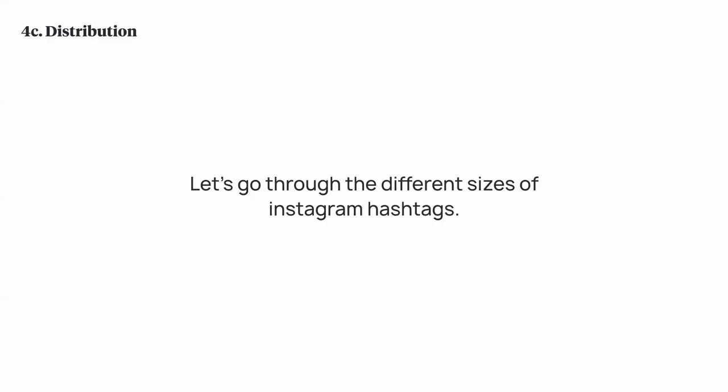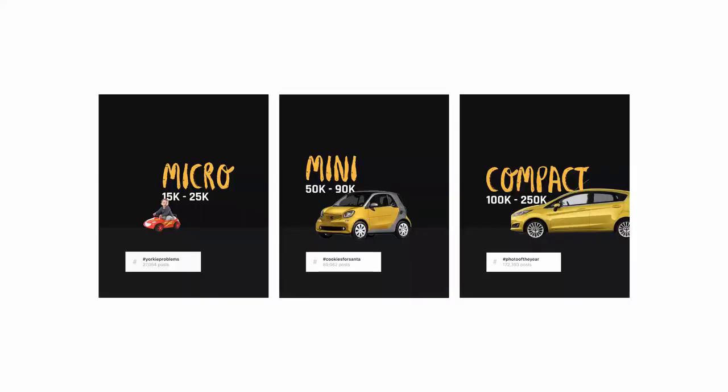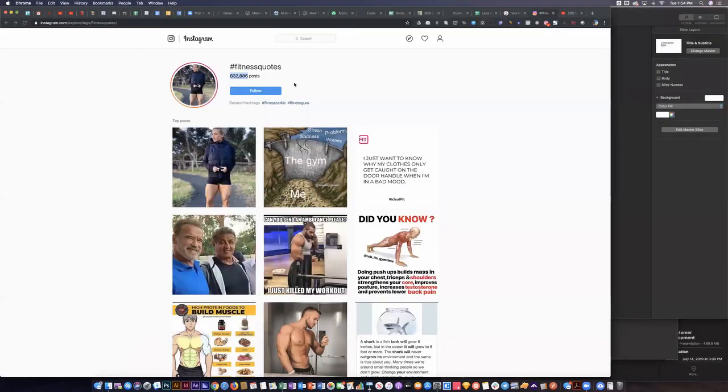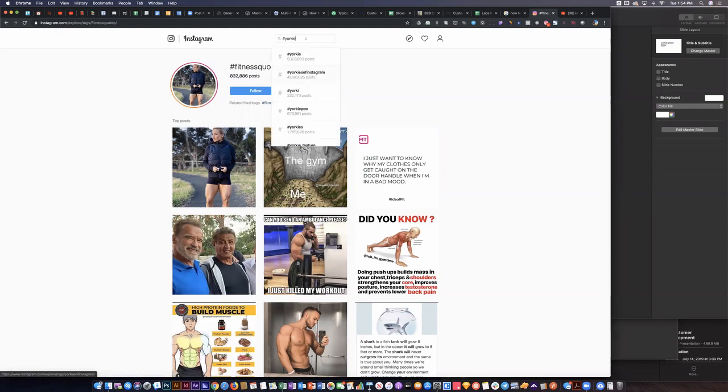So let's go through the different sizes of Instagram hashtags here. So you have your micro hashtags, so 15K to 25K, right? That's good for people who maybe get like 200 to 300 likes per post, and we can actually go and find this hashtag to give you an idea of what that would look like. So hashtag Yorkie problems. There you go. So right now it's 31,000, but you get the idea.